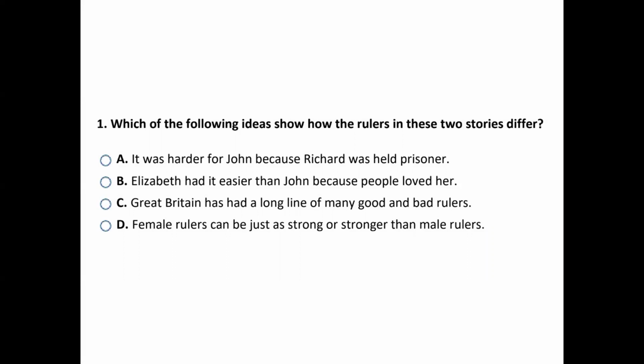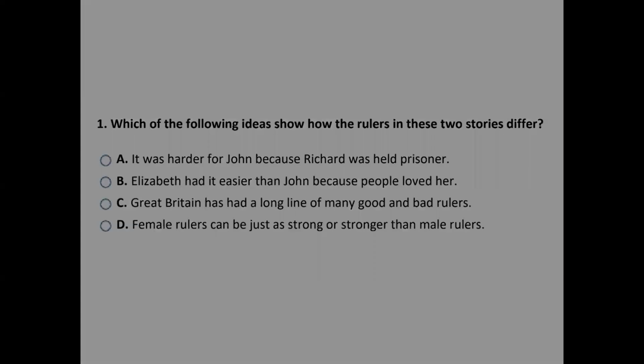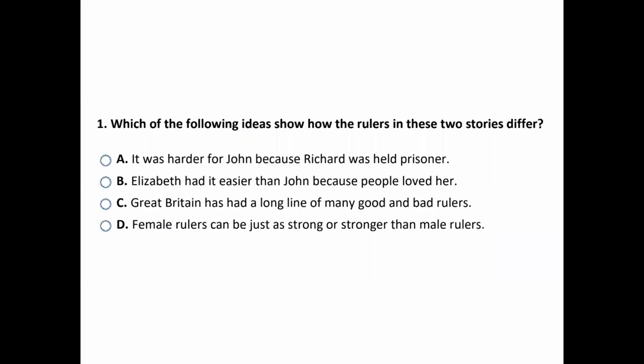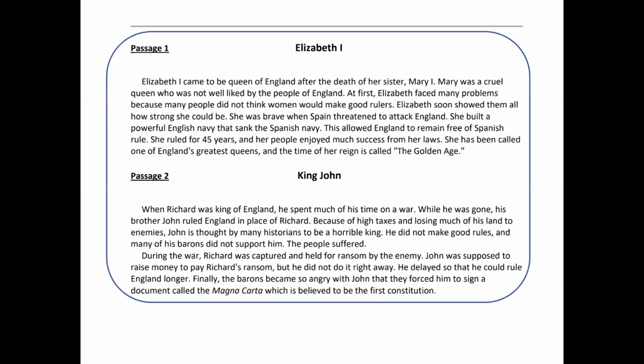And the question is, which of the following ideas show how the rulers in these two stories differ? So once you go in and break down exactly what's happening using those details from the text, talk about how Elizabeth is, and then talk about how John is, and talk about how they're similar, we can then look at how they may be different. Okay?